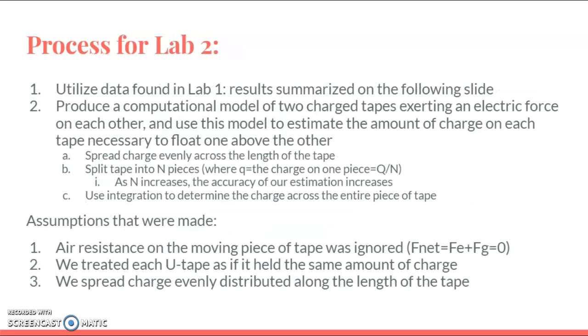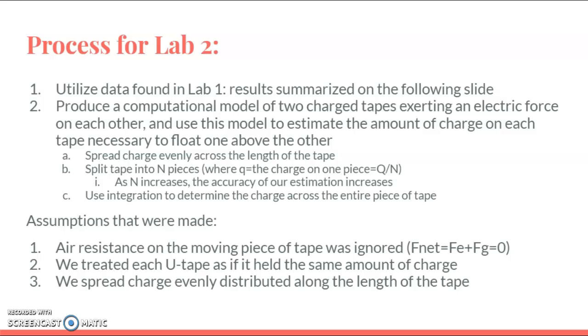Then for lab 2, we utilized the data found in lab 1, which was summarized on the following slide. We then produced a computational model of two charged tapes exerting an electric force on each other in GlowScript, and we used this model to estimate the total amount of charge on a piece of tape. So we spread the charge evenly across a piece of tape, split it into n number of pieces where the charge on each piece was equal to the total charge of the tape over the number of pieces we split the tape into, and we use integration in GlowScript to determine the charge across the entire piece of tape.